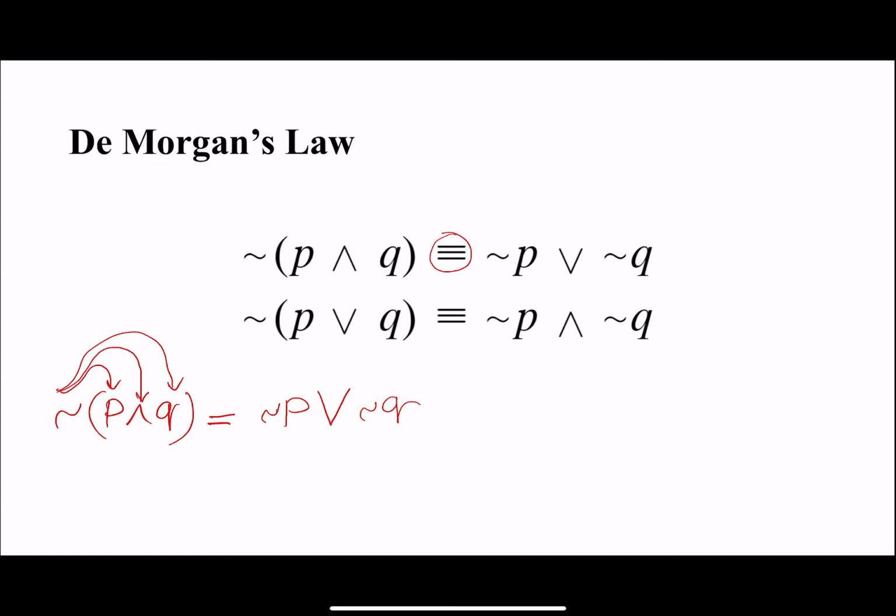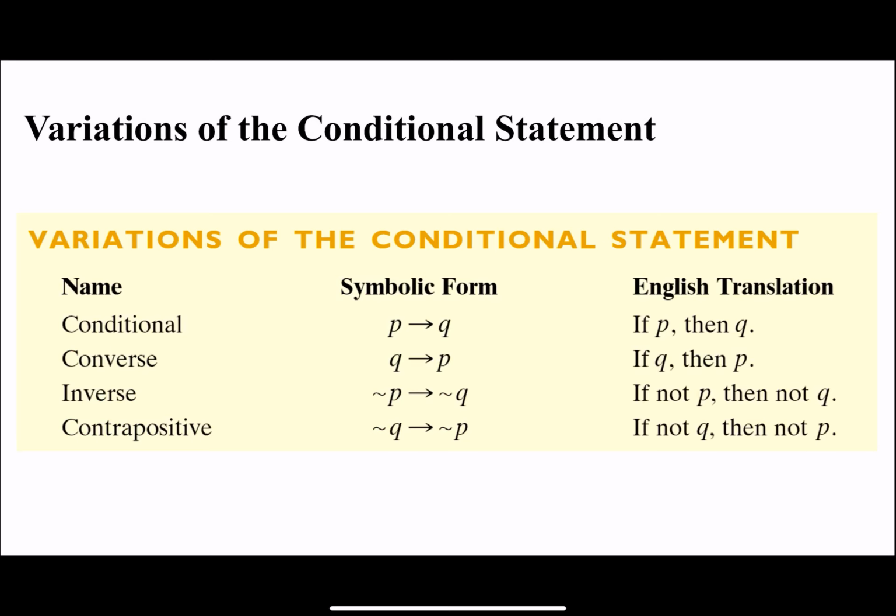Very similar. Let's say you have P or Q, and you want to negate the whole thing. Again, negation acts on P, changes that to not P. Negation acts on or, changes that to and, De Morgan's law. Negation acts on Q, now you have not Q. So the negation of P or Q is not P and not Q. Very, very easy, right?